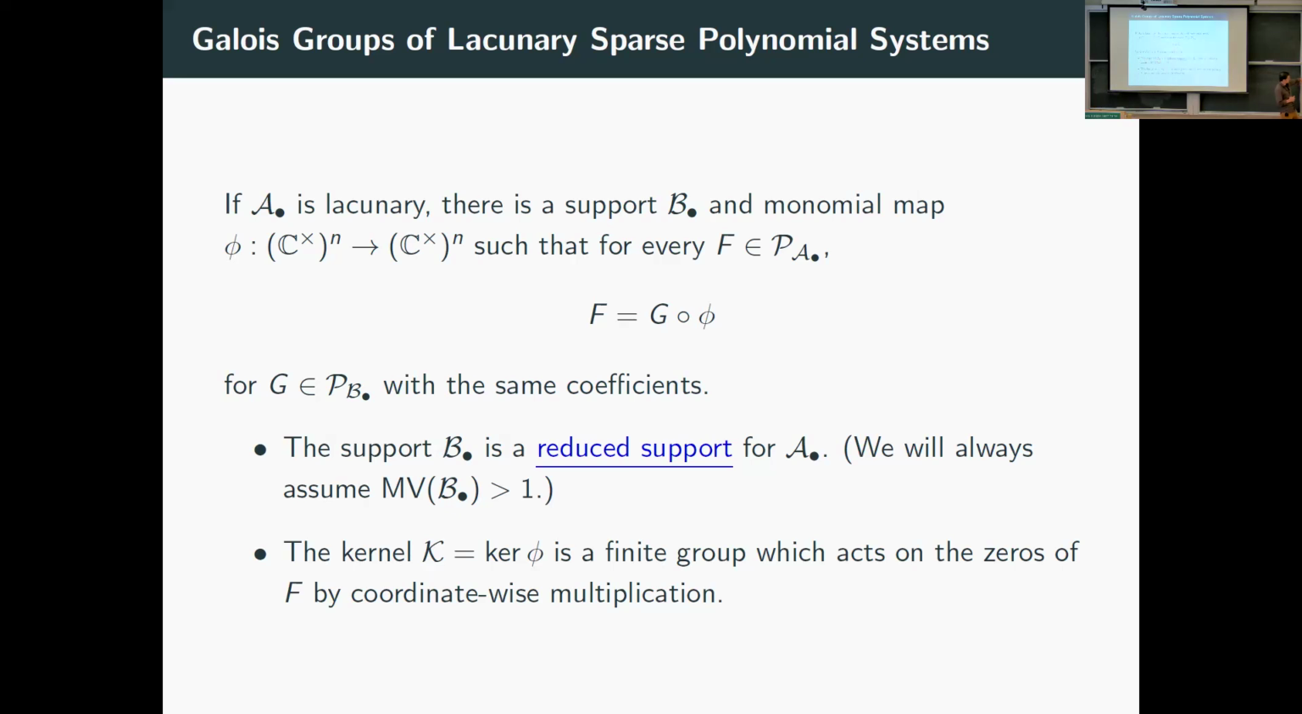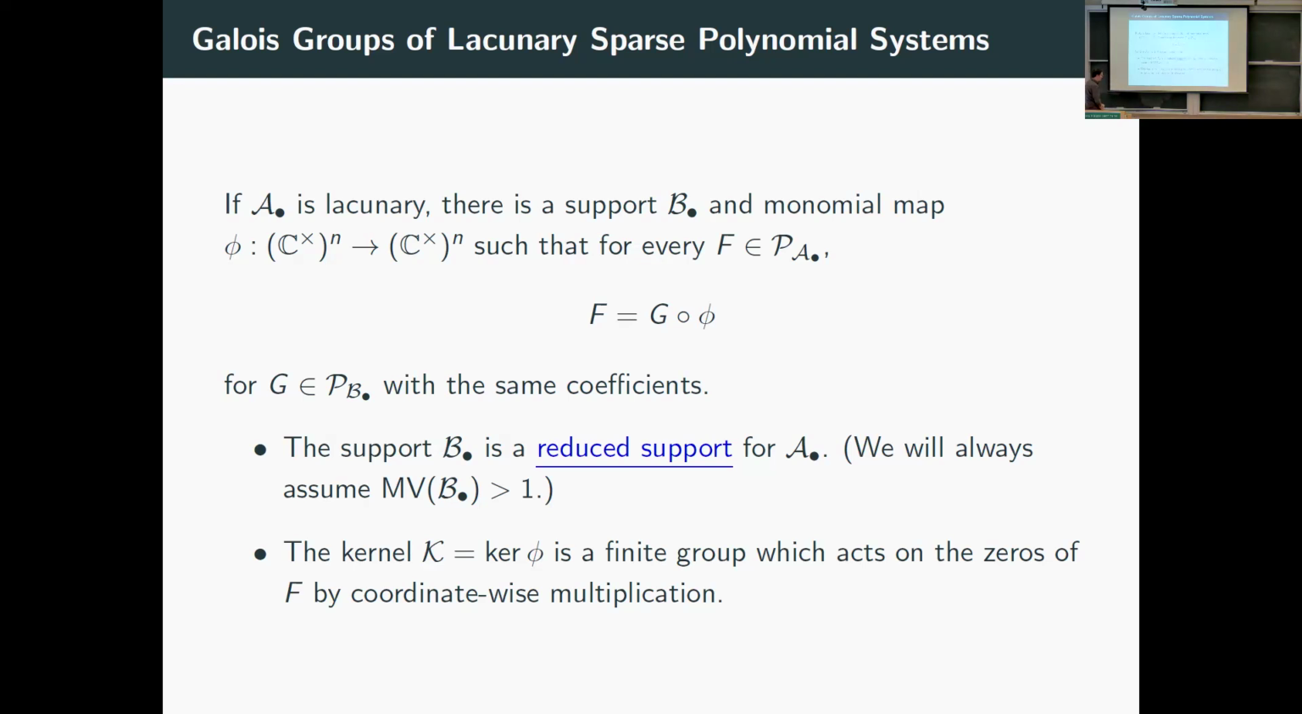So again, this would have support 0, 1, 2. This has support 0, 3, 6. And this monomial map is taking the system F to be the composition of G with that monomial map. And these polynomials have the exact same coefficients. The only difference is that the monomial map is changing the monomials that appear in each of these equations. Okay. And so the support B dot, which in this case, again, is that 0, 1, 2, we'll call a reduced support for A dot.